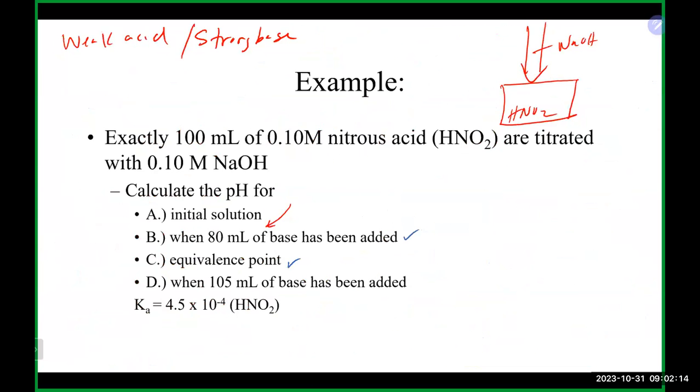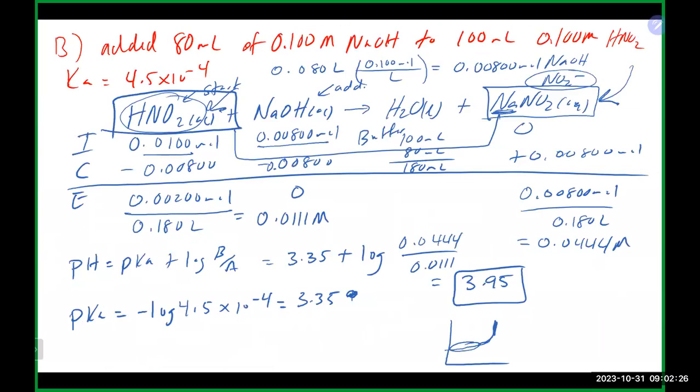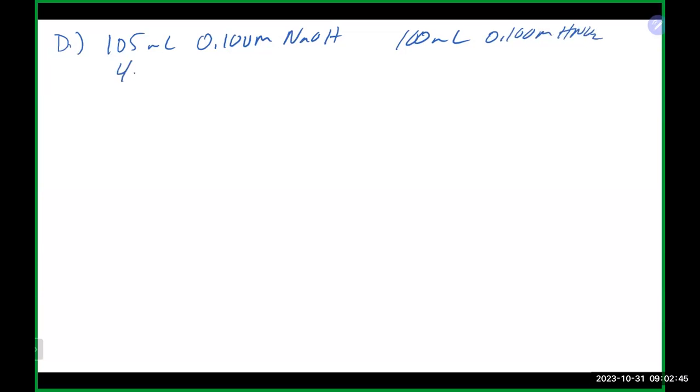All right, here. I can go for part D here and try to do it all at once. Here we go. Let's do part D, which clearly I imagine we are past the equivalence point at this point. And what are we adding there? 105. That's the winner. All right, so we are adding 105 milliliters of our 0.1 molar sodium hydroxide to our 100 milliliters of our 0.1 molar HNO2, 4.5 times 10 to the minus 4 Ka.